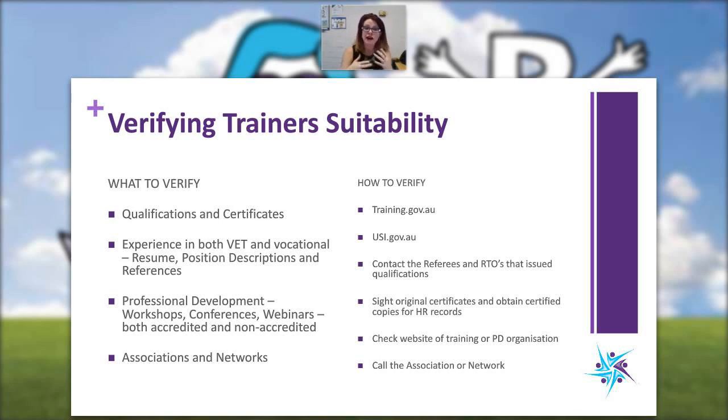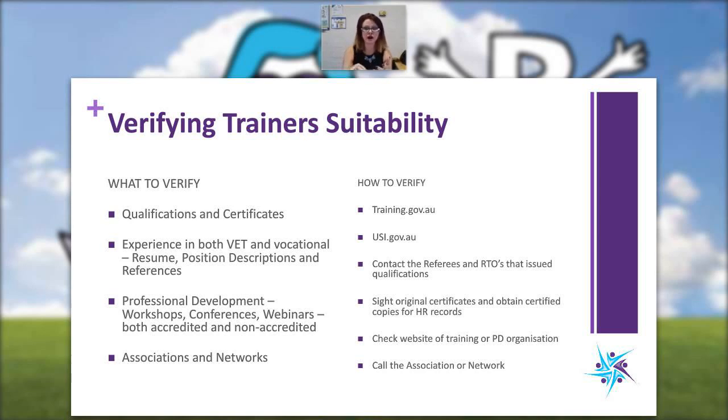Also verify that they are actually part of an association or network. We had someone recently who submitted a staff matrix, and on their staff matrix they stated that they were a member of Vivacity, and they were not a member of Vivacity, and we notified them of that. So you should be checking, are they actually members of these networks and associations?